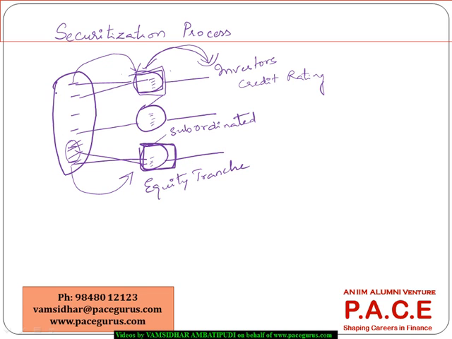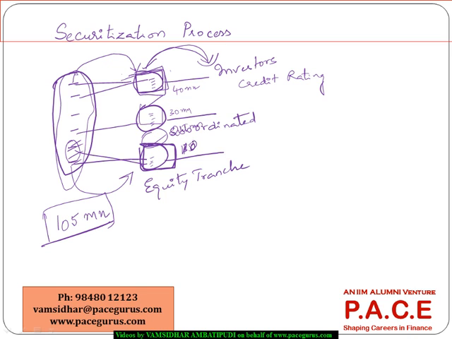Generally, let's say the worth of this asset pool, the various loans, is 105 million. Then these instruments could be 40 million, 30 million, another 35, something else for 25 million, and this could be for the 10 million.